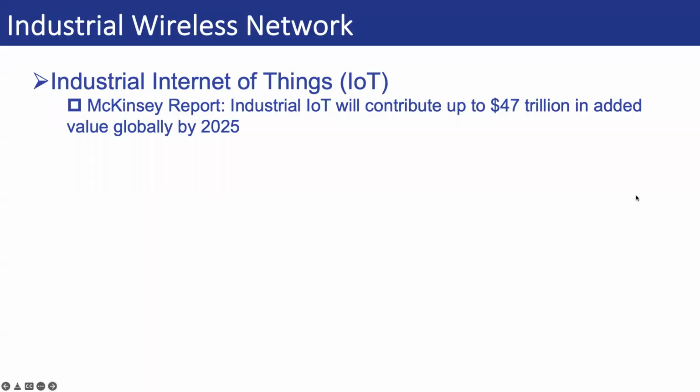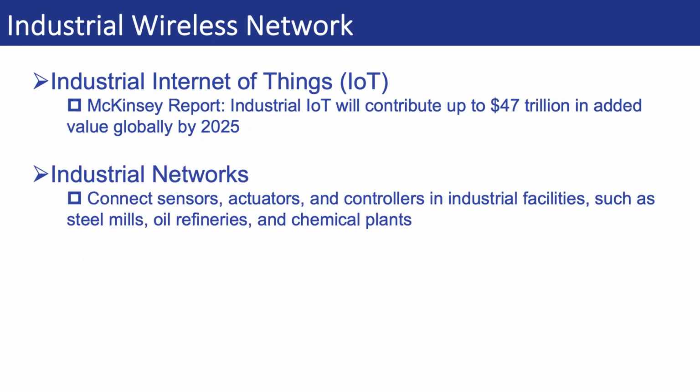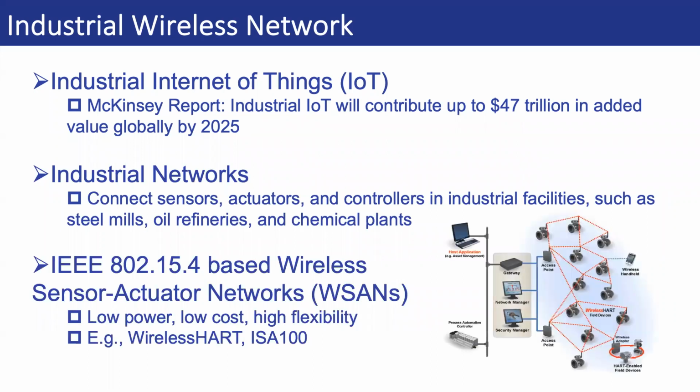Recent years have witnessed rapid deployments of wireless mesh networks. For example, industrial IoT networks will contribute up to $47 trillion in added value globally by 2025. Industrial wireless mesh networks typically connect sensors, actuators, and controllers in industrial facilities such as steel mills, oil refineries, and chemical plants. Over the past decade, a large number of IEEE 802.15.4 based wireless networks that implement WirelessHART and ISA100 standards have been deployed in real-world industrial facilities.